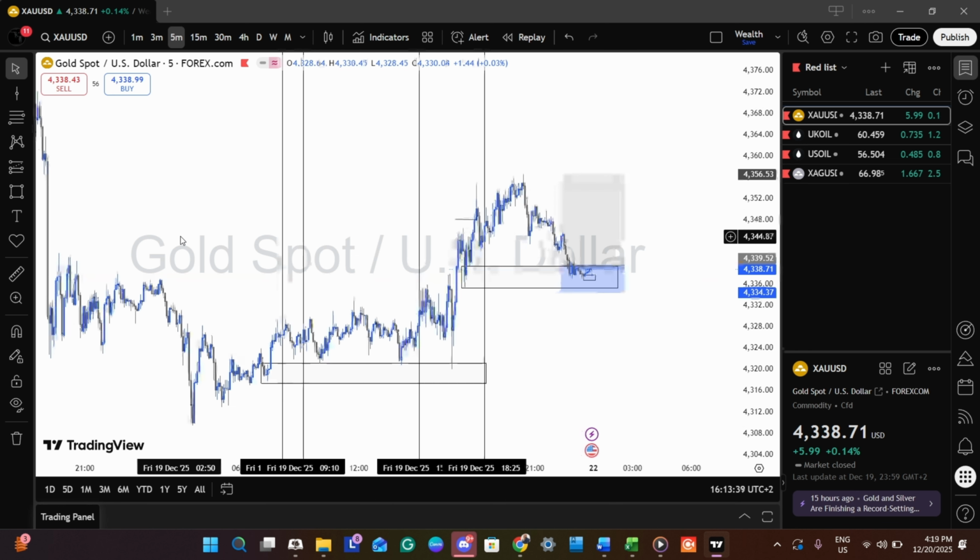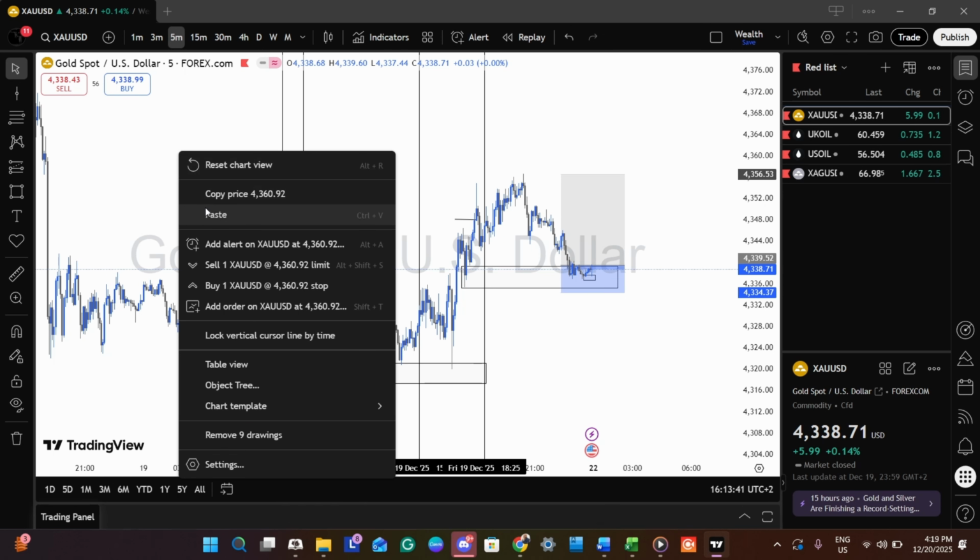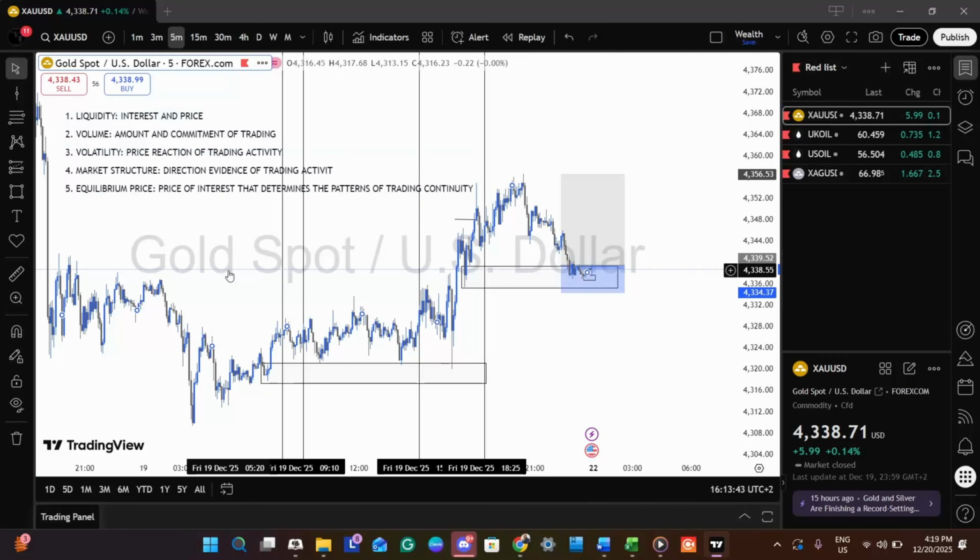Okay, so we're going to draw our checklist once again, and I'll paste it here. So first of all, we're looking at liquidity to establish the interest. Who is interested in the market at a particular point? Is it buyers or sellers? And we're looking at the interest from the point of liquidity sweeps.